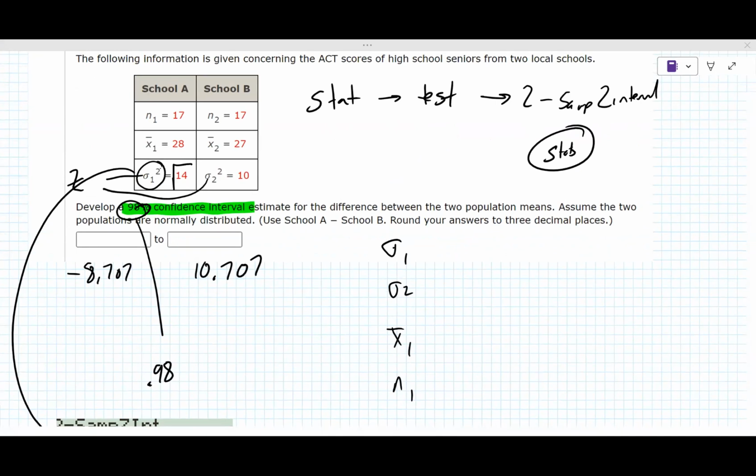And then X bar 1 is 28, n1 is 17. Always a good idea to double check you're entering it correctly, especially on a test. N2 is 17 as well. That's nice. C-level is 0.98. Okay. Yeah, I got a new answer. Yeah, so I got minus 1.764 and then 3.764, rounded to 3 decimal places. Okay.